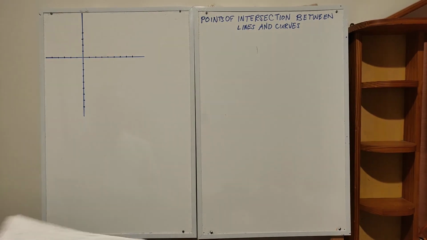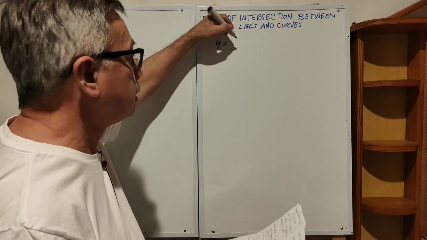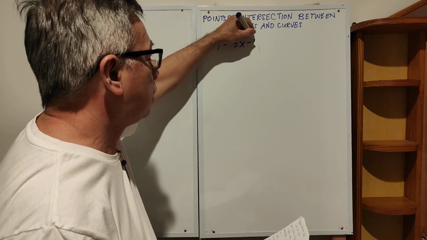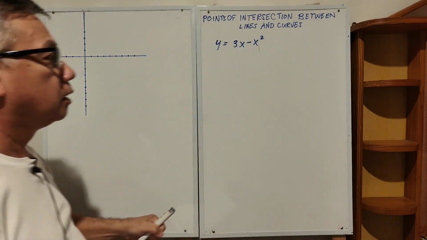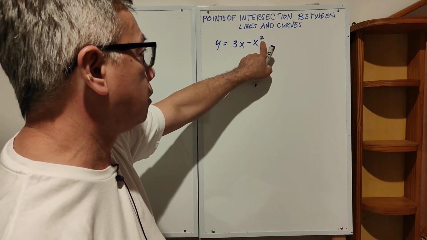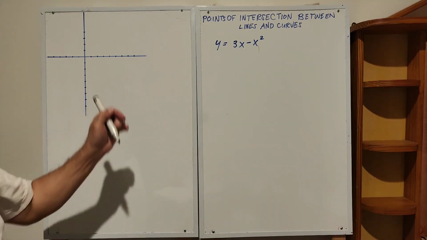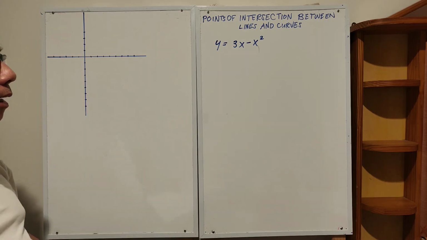For example, you have an equation y is equal to 3x minus x squared. So it's quadratic, a second degree, so the exponent is 2, which means it's a curve, not a straight line.